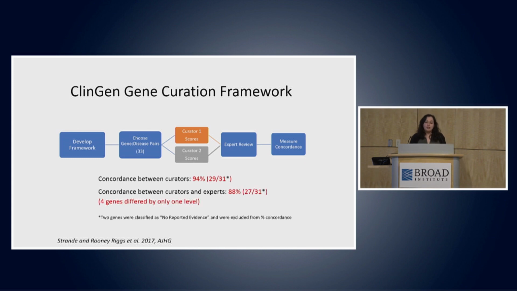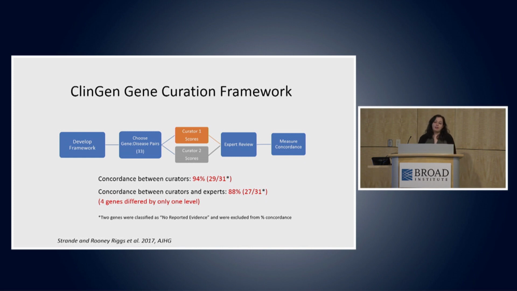And so when we looked between the dual curators, concordance was actually 94%. So 29 out of the 31 genes were concordant across the curators, which really showed that this methodical, semi-quantitative gene curation framework was doing its job as we had hoped.